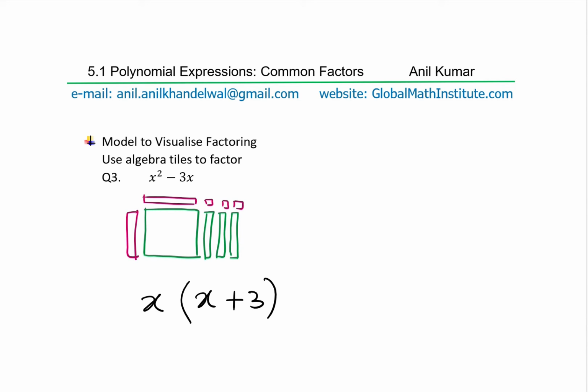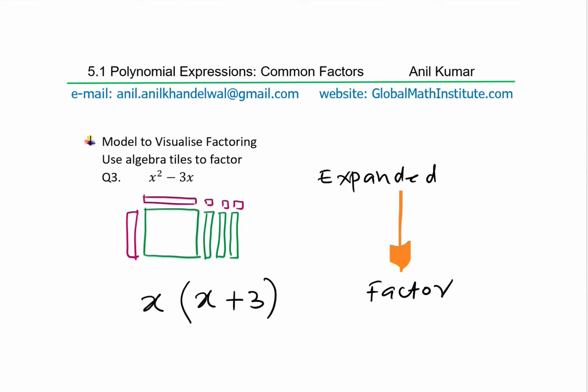Does it make sense to you? So that is what it is. That is how we could actually factor this. So this is called the factored form because we are getting the product, and that was the expanded form. So we have utilized the algebra tiles to get the factored form, right? I hope that makes sense.